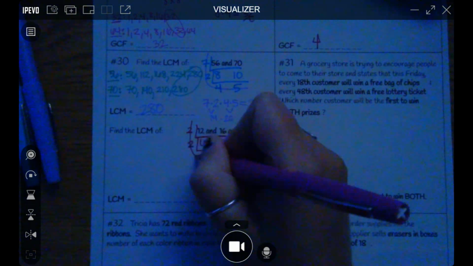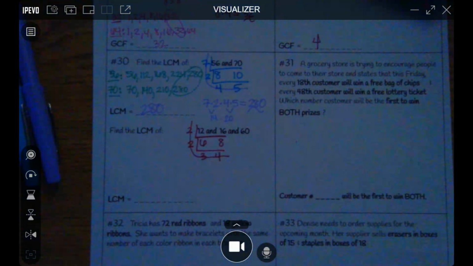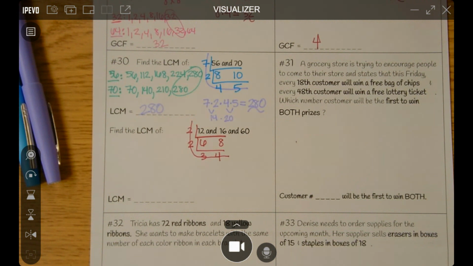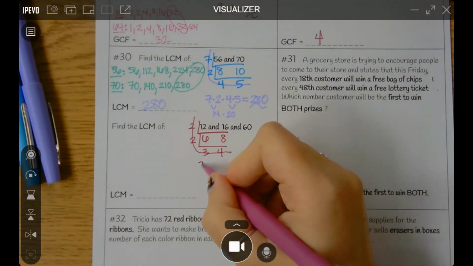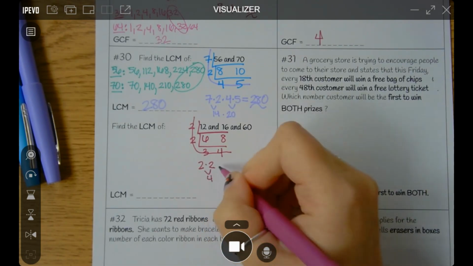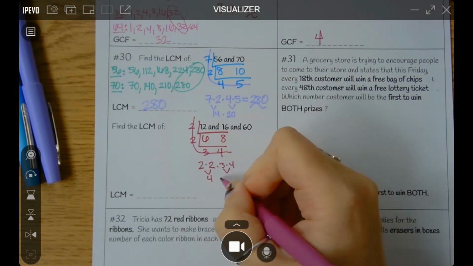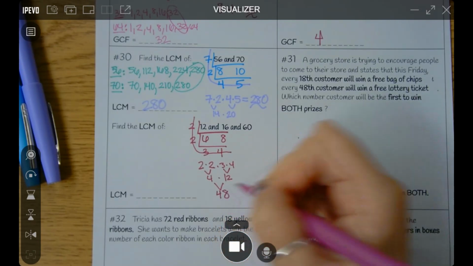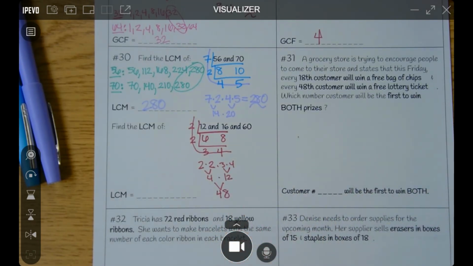So multiply all the numbers along the outside for the LCM. Okay, so when you multiply those out, what do you get? You have 2 times 2 times 3 times 4. Okay, well, 2 times 2 is 4, and 3 times 4 is 12. So 4 times 12 is 48. So 48 is the least common multiple of 12 and 16.